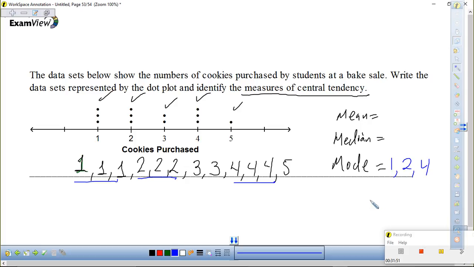Next, what's the second easiest to look for? The median. We go to the middle. There's 12 numbers, so we count 3, 6. So the middle's right here. Is there a number there? So what do we do? Add the 2 and 3. That gives us 5, and then we divide by 2. So the median is 2.5.